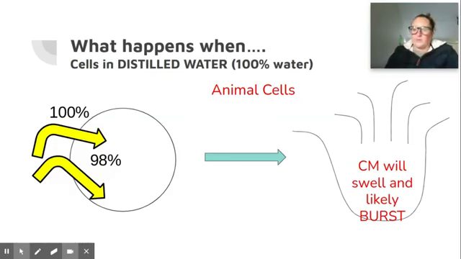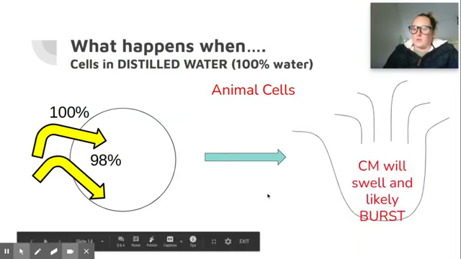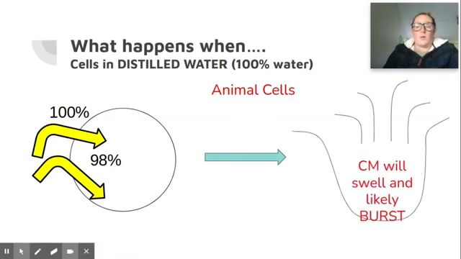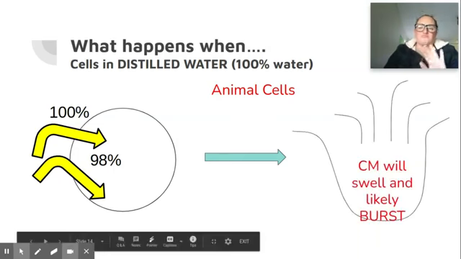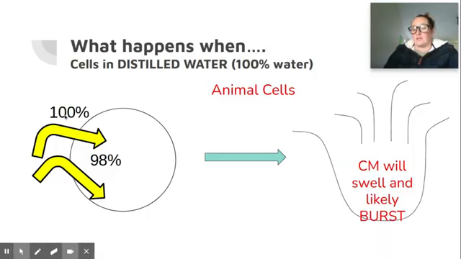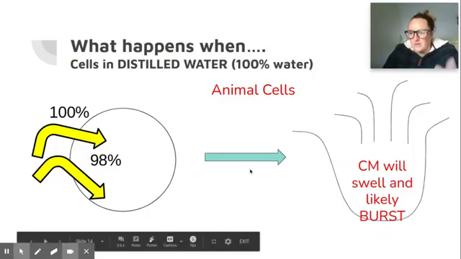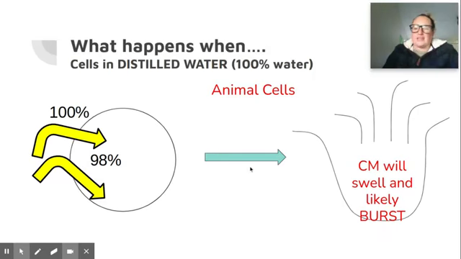This is no good for our bodies. We don't want our cells to explode. We don't want our other animal cells to explode. This is not a good thing. Okay? So this is why we don't drink distilled water. We drink water that's like 98% water. The water that comes out of your tap, your fridge, your bottled water, it's all like 98% water.